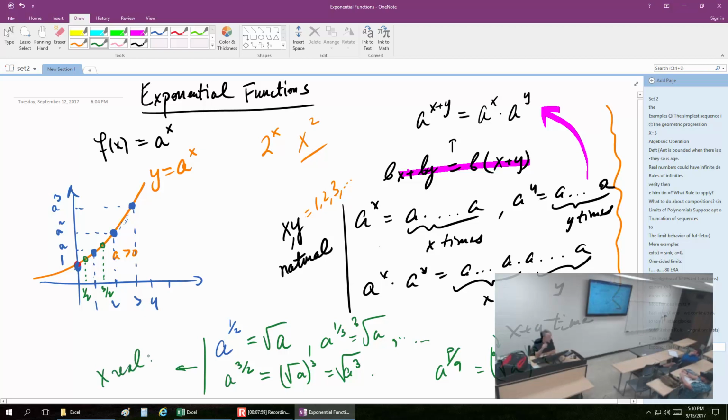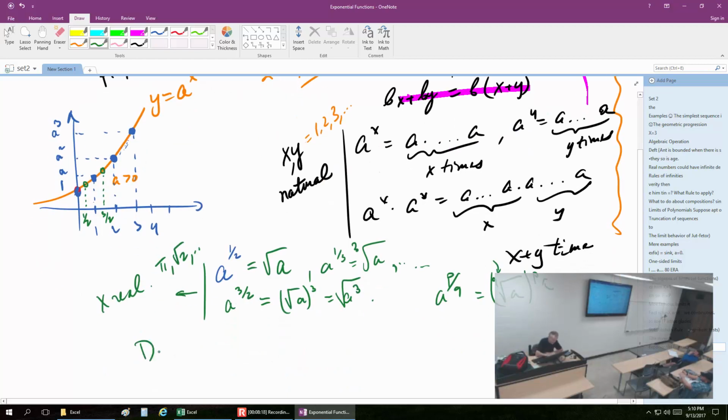But that's still not enough. Not every number is rational. You know that? Not every number can be represented as a fraction. Examples of irrational numbers: pi, square root of 2, a bunch of them. So what do we do? How do we define, say, 2 to the pi? Pi is here somewhere, so I need a point on the graph to know where it is. Now that's a challenging question, actually. How do we define 2 to the power of pi?